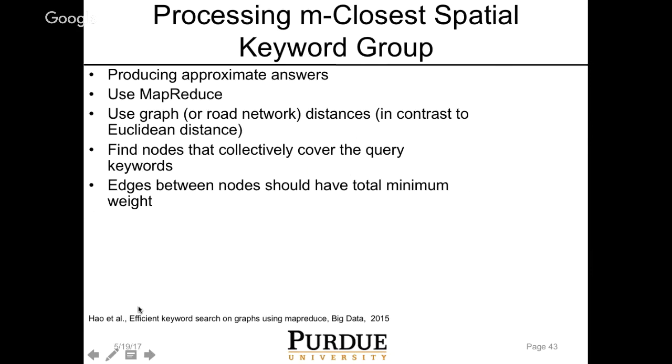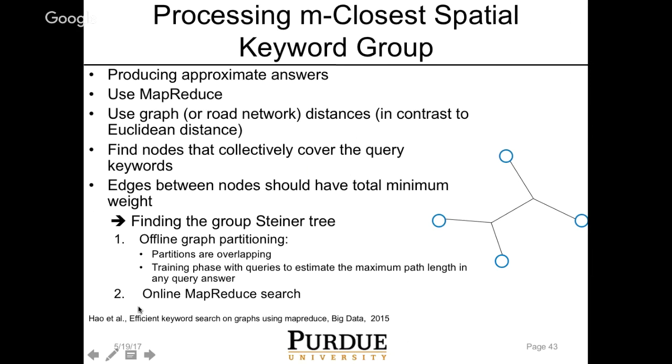What this work does is identify a subgraph of the total graph of data, where the nodes of this graph collectively cover the keywords of the query, and the edges between the nodes have minimum total weight. This is also called the group center tree. The work had a basic offline partitioning phase, and it partitioned the graph into overlapping partitions in an attempt to limit the data being scanned in the MapReduce job.